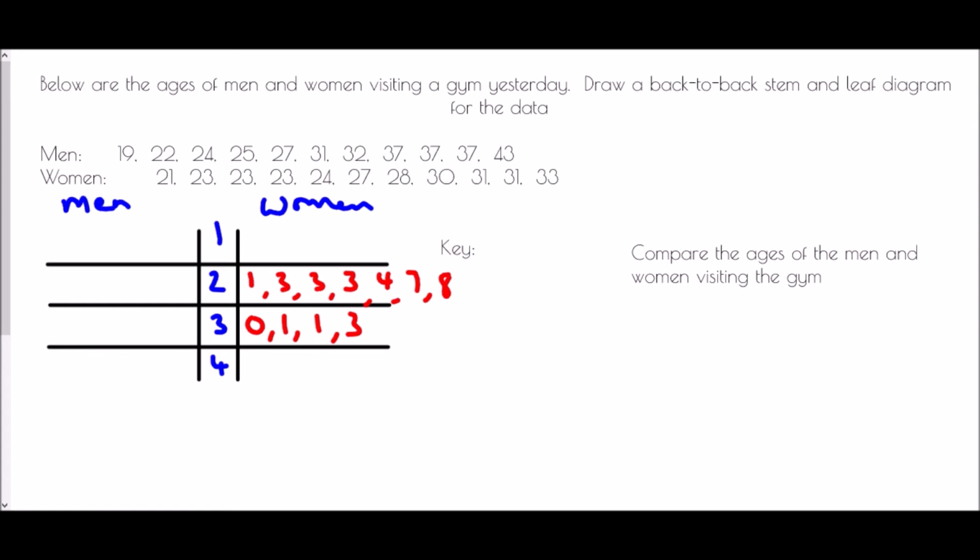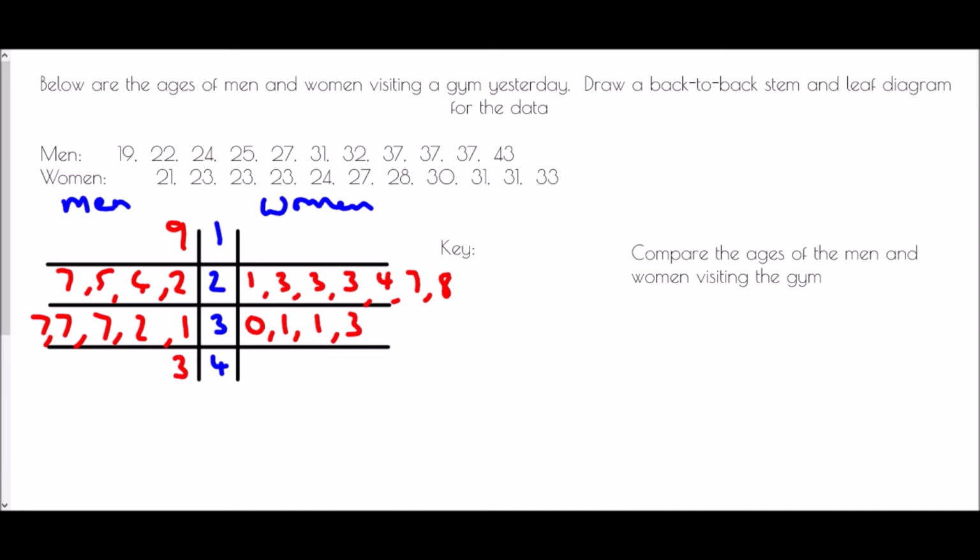For the men, we have to be slightly careful with what we do here because as it is a back-to-back, it means this one actually works in the other direction. So the men, we have 9/1. For the 22 that comes next, it's going to be a 2 here, but then we're going to work in towards the left. So 4 and 5 and 7. And then in the 30s, it's going to be 1 and 2. And 7, and 7, and 7, and then 43.